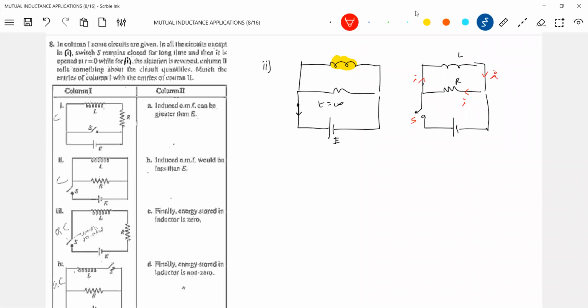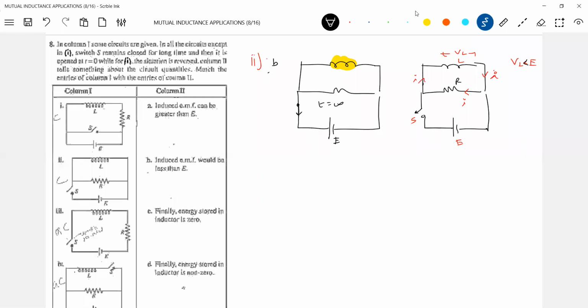So what is the induced EMF across the inductor? Call that VL. VL will be less than E. I'll write all here, space is needed, no? Final energy stored in the inductor will be 0. So what all can we pick up for 2? EMF induced will be less than E because VL will be less than E. So B I'll pick up.